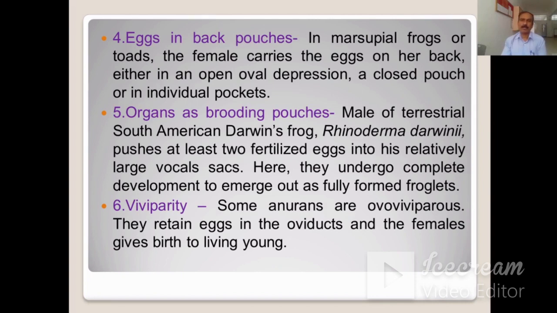The male of the terrestrial South American Darwin's frog, Rhinoderma darwinii, pushes at least two fertilized eggs into his relatively large vocal sacs, and here they undergo complete development to emerge as fully formed froglets. Viviparity. Some anurans are ovoviviparous. They retain eggs in the oviducts, and the females give birth to living young ones.